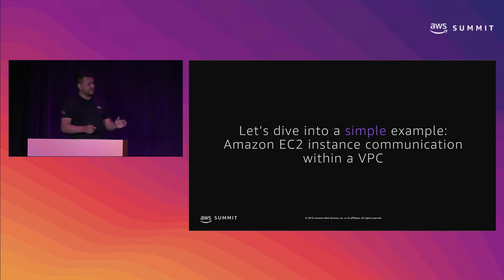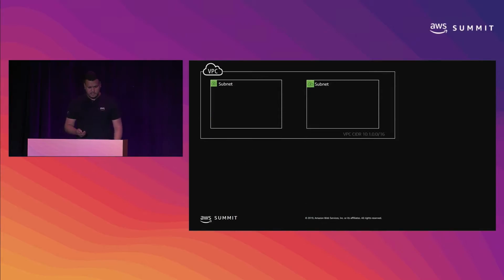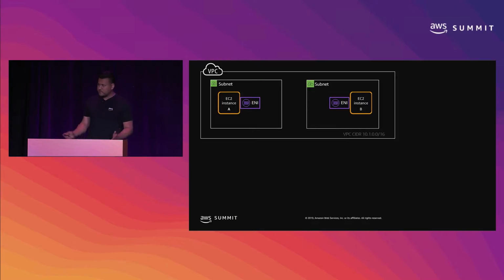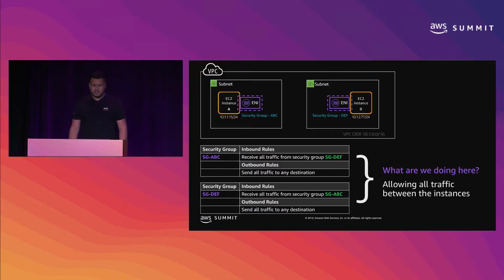So let's keep it simple. Let's just say we have two instances. We have a VPC, two subnets, a couple of EC2 instances here. Both have ENIs in two different subnets. And we're going to wrap them in security groups. The left side is security group ABC, and the right side is DEF. And these are just the explanations of what's going on in that security group. Basically, we're allowing all traffic between these instances.